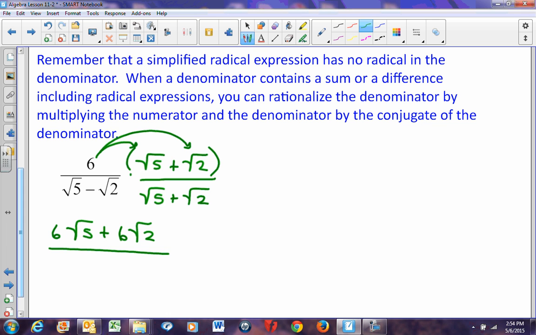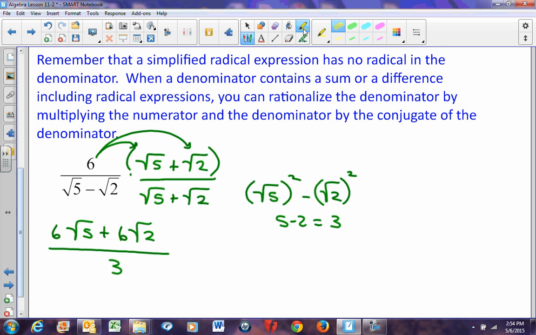On the bottom, I'm going to get the A squared minus B squared. So I'm going to get the square root of 5 squared minus the square root of 2 squared. So I'm going to get 5 minus 2, which is 3. Now, if you look at this, be very, very careful with this. I can look at this and say, wait a second.